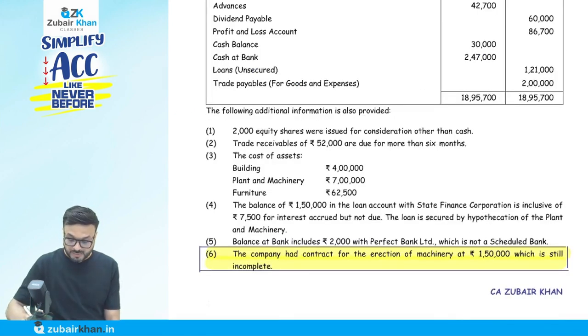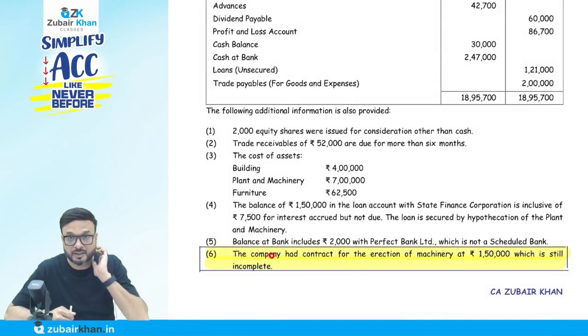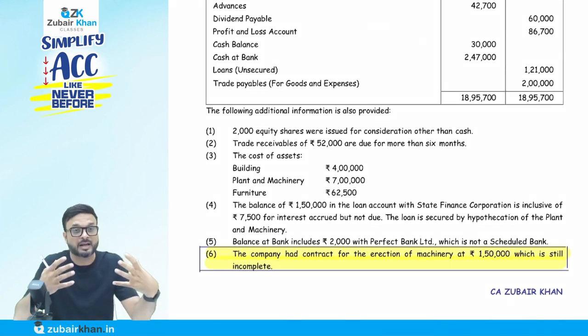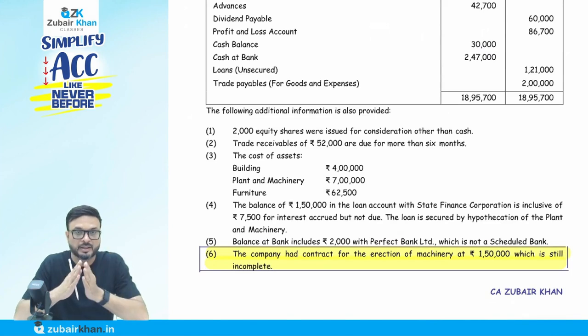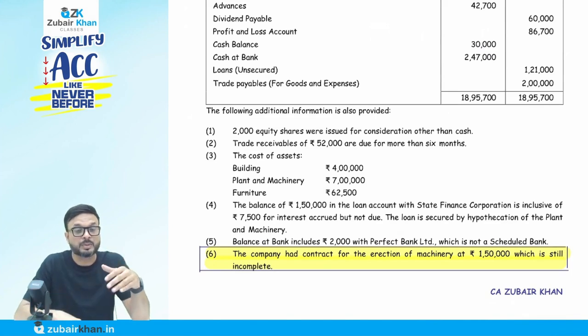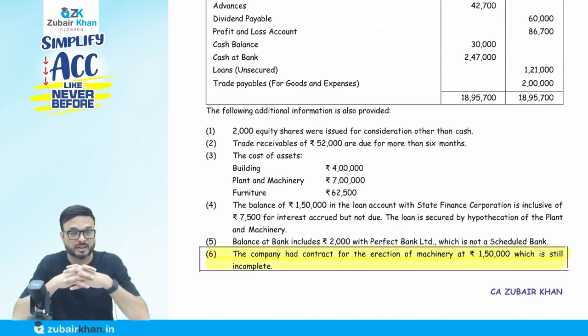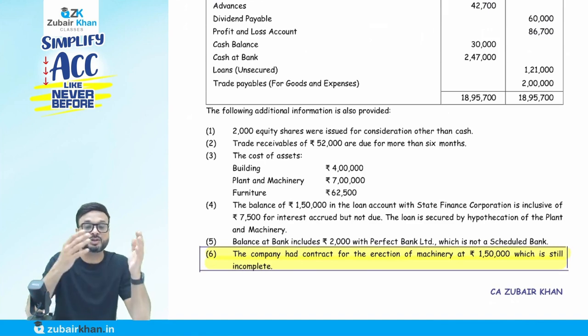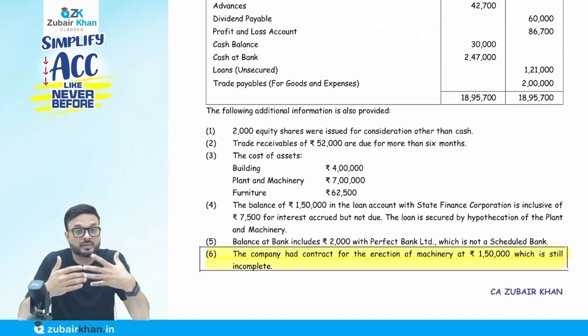You can see they say the company had a contract for the erection of machinery at rupees 1,50,000, which is still incomplete. So basically, if we have a certain commitment which we have not yet completed, as per Schedule 3 we have to mention it in the notes to account. For example, the commitment of the contract for the erection of machinery, which we have not yet done and is still incomplete. So we have to mention it just in the notes to account.